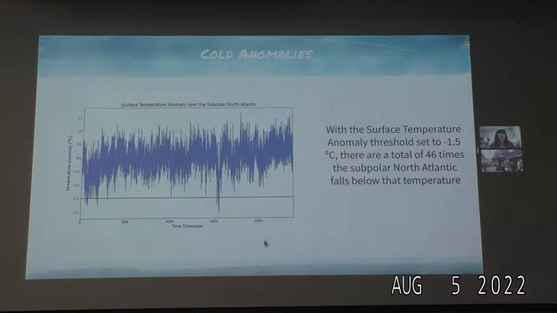So over that span of the 2,000 years that we got from the pre-industrial control, we found that there were actually 46 occurrences when the temperature of the subpolar North Atlantic fell at or below the negative 1.5 threshold. And it can be seen that these are spread out, so it's not like it was one big clump of cold years. This is over a time span of 2,000 years, so there's a couple here at the beginning, but then it drops down really low here. So it's interesting that it is more spread out and only 46 times that it was below that temperature.